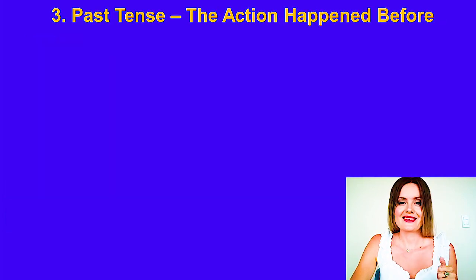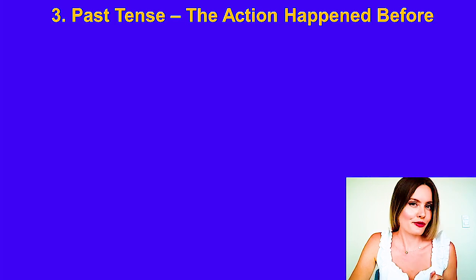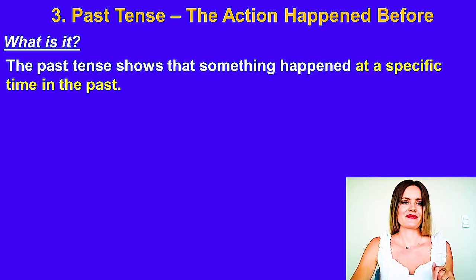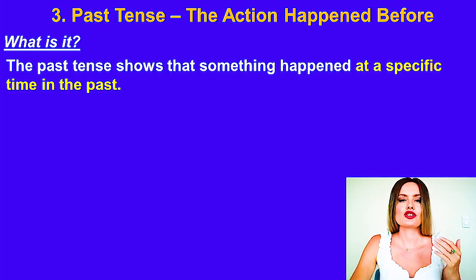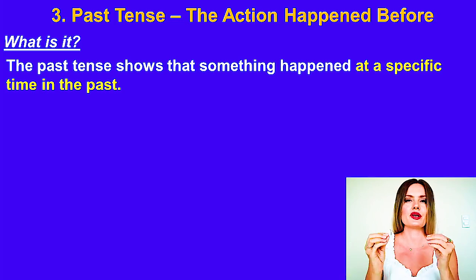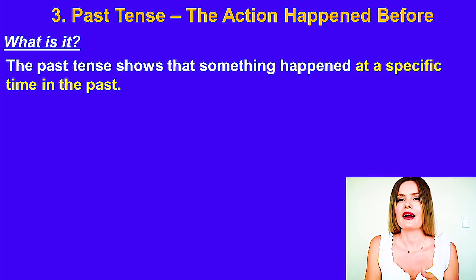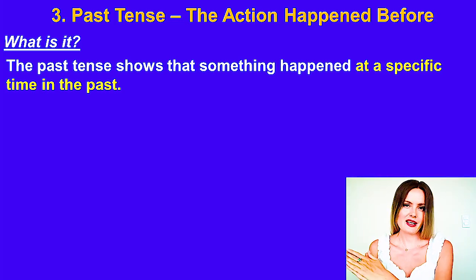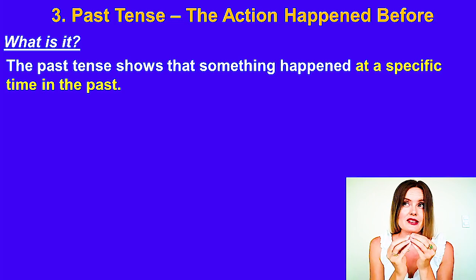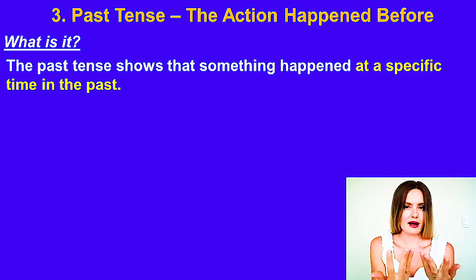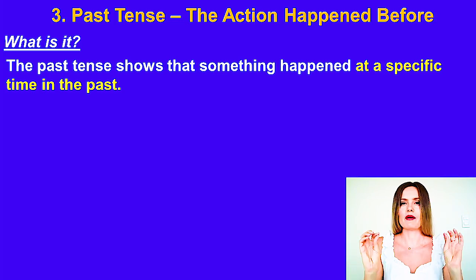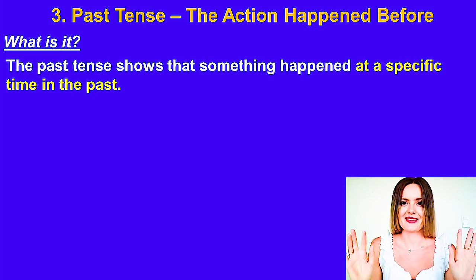Past tense. The action happened before. What is it? The past tense shows that something happened at a specific time in the past. Please do not get confused between the past tense form and past simple tense. Now we are talking specifically about the form of the verb, which is called past tense. We are not talking about the past simple tense, okay?